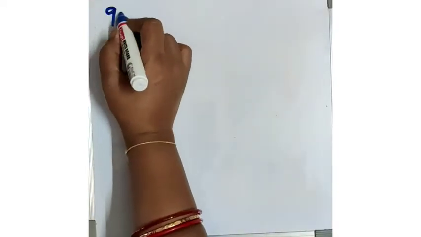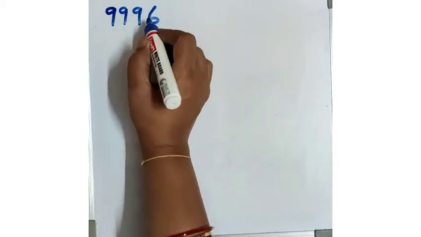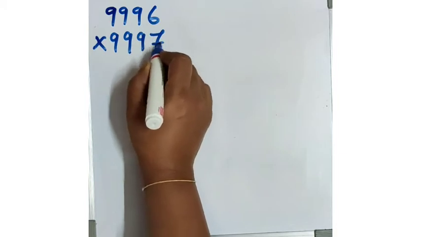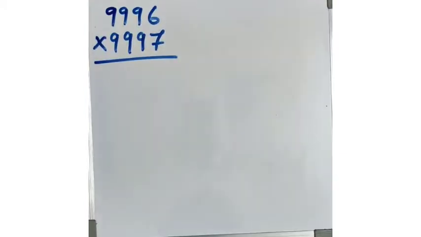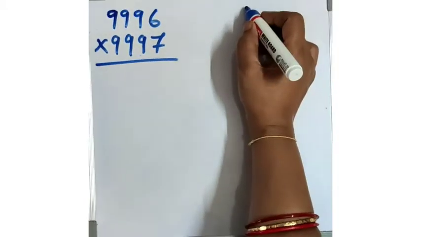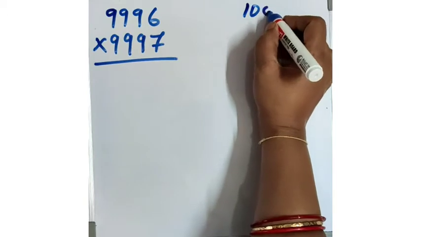Now let us try for a bigger number: 9996 multiplied by 9997. Don't go in for the traditional method. Follow this method. Try remembering the simple steps: first find the base, next the deviation, next the sum, and then the product. Now find the base. The base is 10,000.